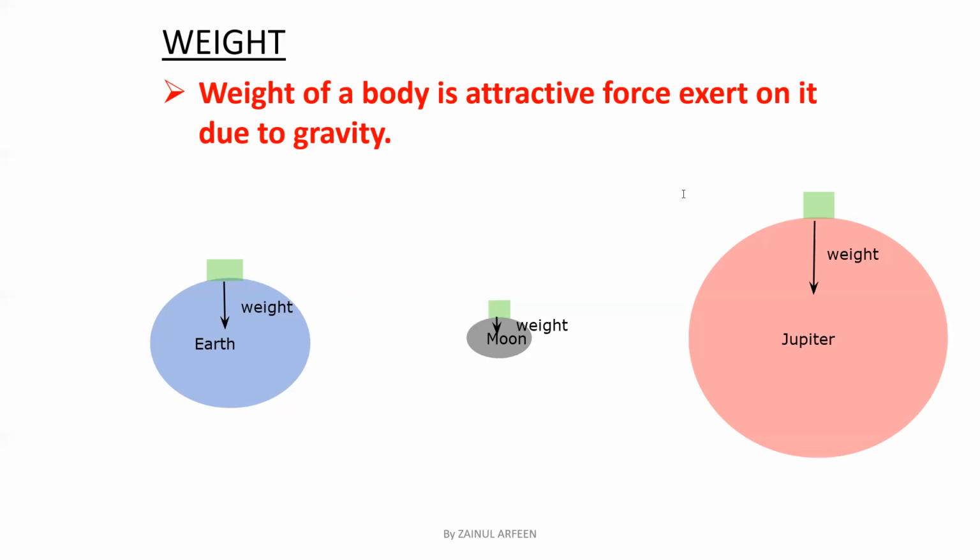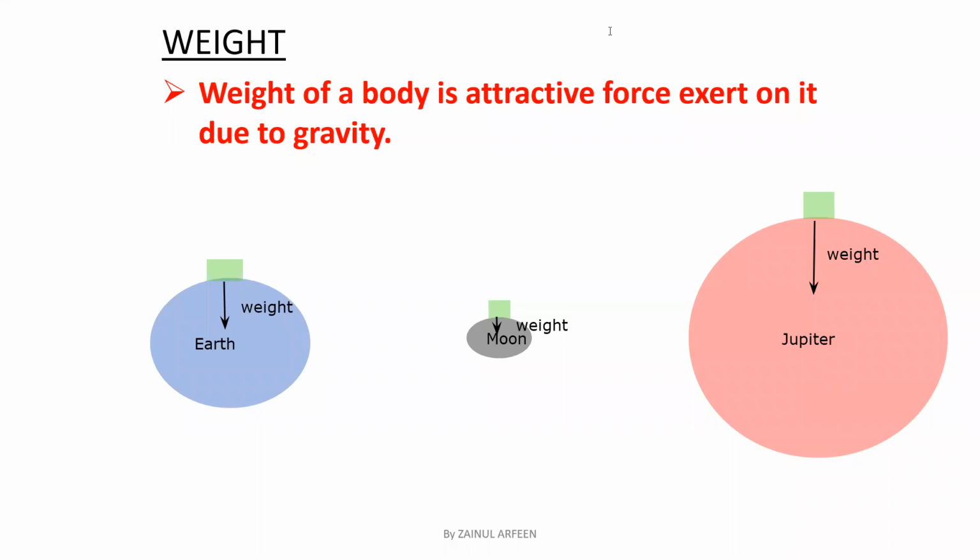Why does it change from place to place? Because different planets have different gravities. The value of gravity is not the same for all planets. It changes with the size of the planet. If a planet has a greater size, or more particles on the planet, then it will have a stronger gravity.